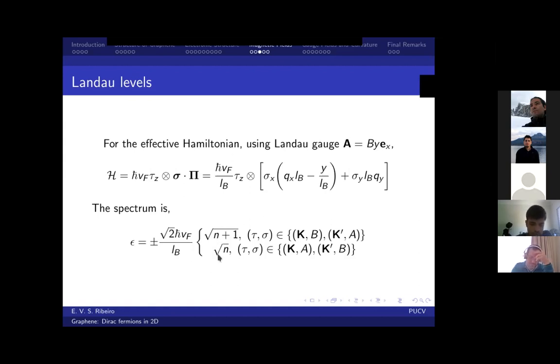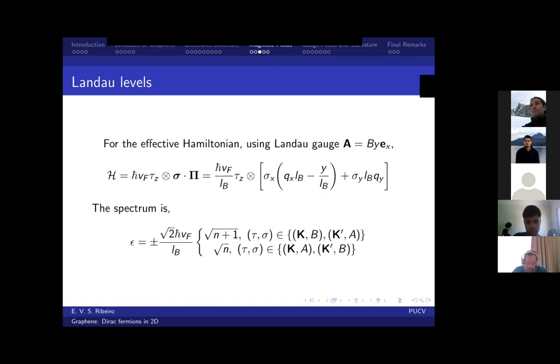So the thing here is that our energy levels will be quantized. And they are quantized in a very specific way depending on the sublattice they are in. So for example, if n equals 0, we see that for the K valley A sublattice and the K prime valley B sublattice, we have zero energy levels. And for the K valley B sublattice and K prime A sublattice, we don't have zero energy levels. So this is interesting. This is important for what we'll see next.